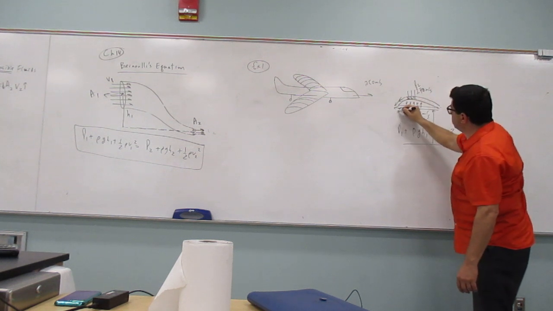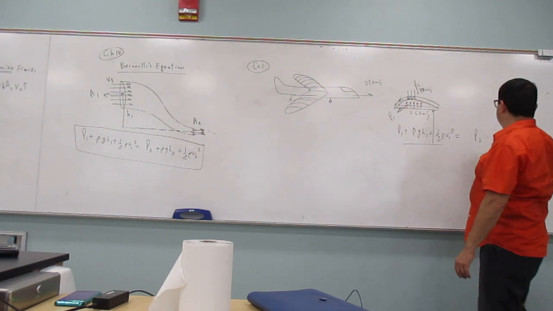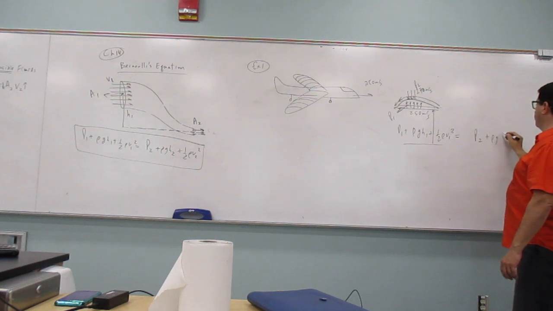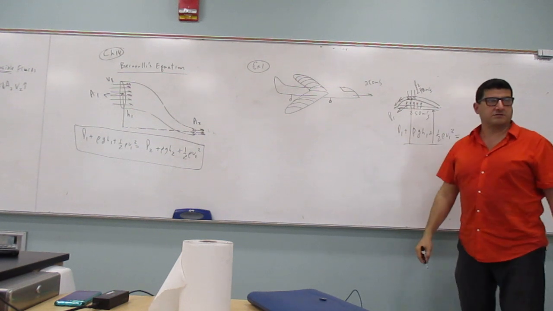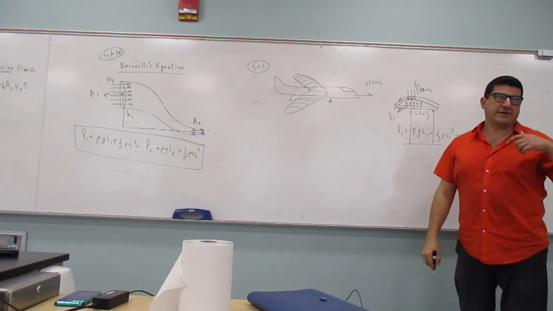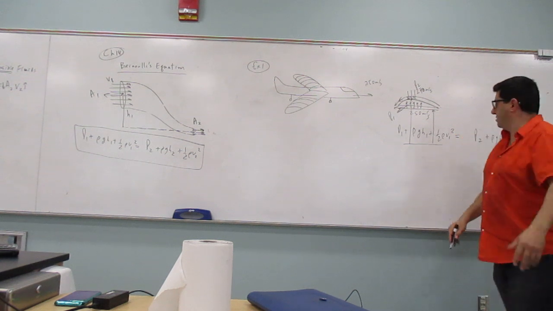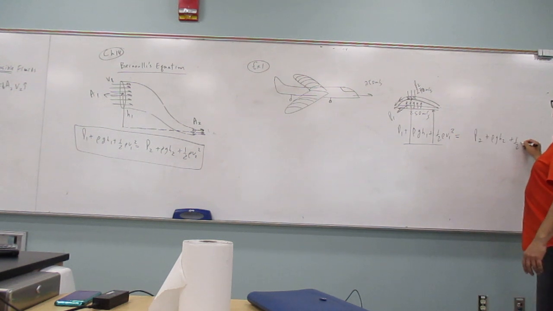P2, and then P1 is the bottom. Plus density of air g, h2. And h2 will be the height from the ground to the top of the wing, which is slightly more, but not that much more. Plus half density v2 squared.